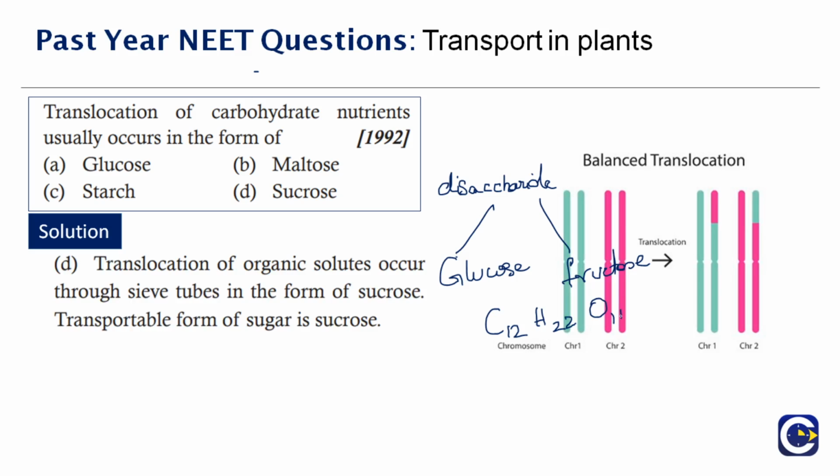And to your right side you have a balanced translocation. You can clearly see it, right? You have chromosome 1, chromosome 2. The diagram that I've given you is a common example. We have taken the chromosome here as an example. But when we talk about plants, it is very important that sucrose plays a major role there, because that is the one which acts as a sieve element there, which helps in translocation of carbohydrate. Therefore, the correct answer to this question is option D.